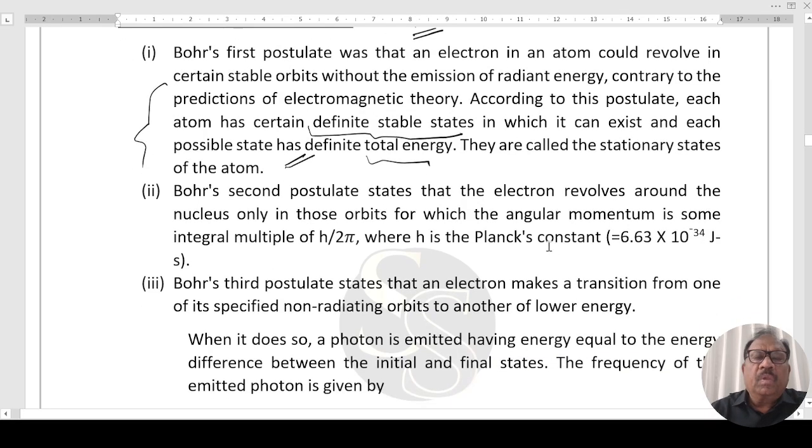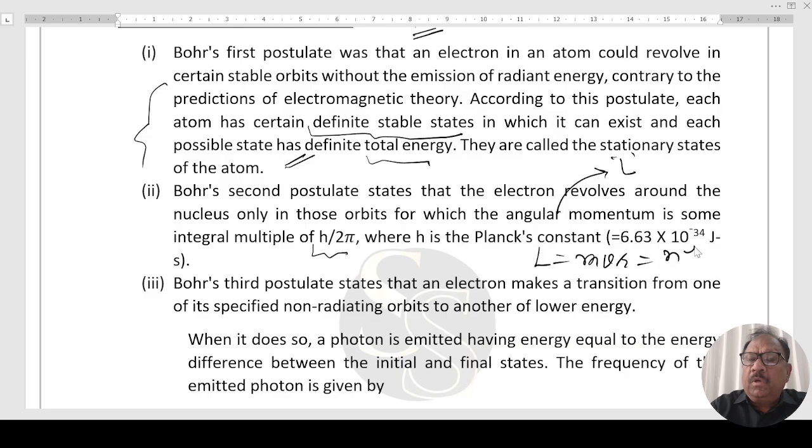Bohr's second postulate states that the electron revolves around the nucleus only in those orbits for which the angular momentum is some integral multiple of h over 2 pi, meaning L equals mvr equals nh over 2 pi. This means angular momentum is quantized.